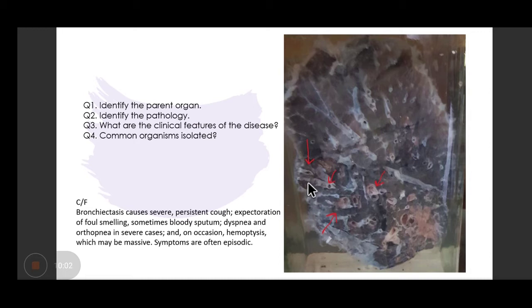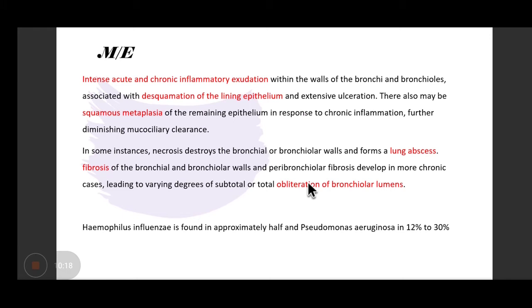Now you can be asked the clinical features of the disease. Clinical features are severe persistent cough, expectoration of foul-smelling bloody sputum, dyspnea, orthopnea. Right? Common organisms associated, Haemophilus influenzae is found in approximately half, and then Pseudomonas is found in 12 to 50%. This you should know. Okay?